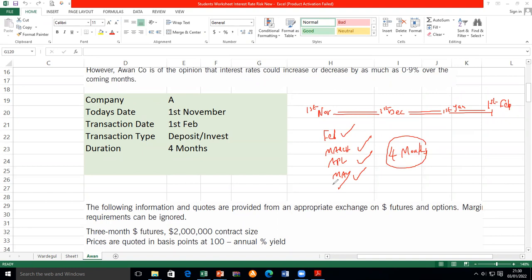So which FRA do we need? We need an FRA which will enable us to transact 3 months from now for a period of 4 months, taking us to where? 7 months from today. Are we following the story?